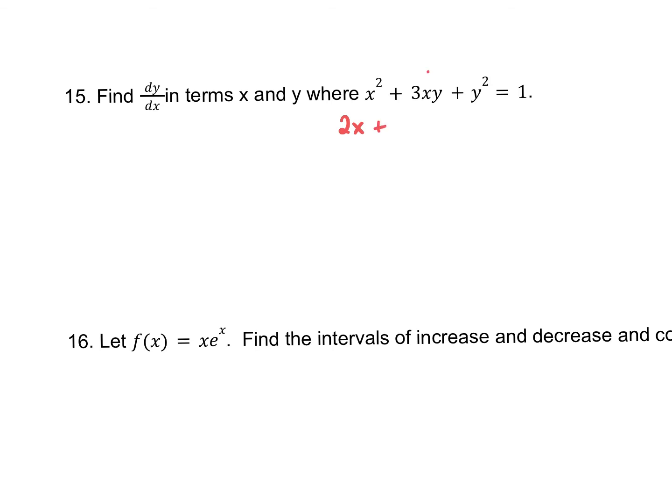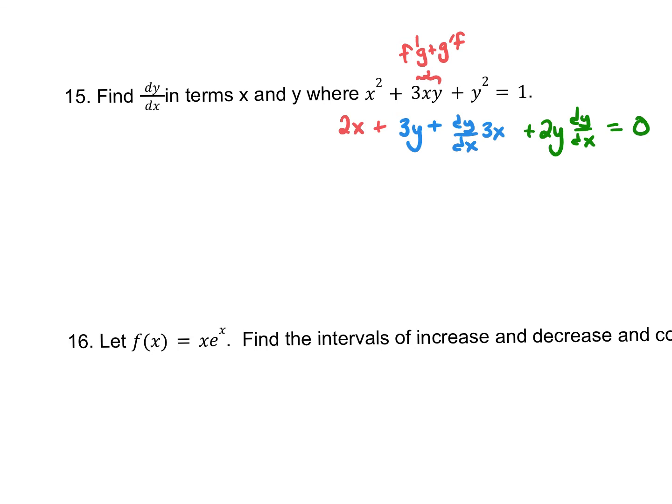The derivative of 3xy is actually going to be a product rule, so f prime g plus g prime f. So the derivative of the first function, the derivative of 3x, is just 3 times y, nothing crazy there. But the second part, the derivative of the y function, is dy dx times the original f function, which is 3x. And then we have y squared, so the derivative of y squared is 2y, but we have dy dx, and then the derivative of 1 is 0.